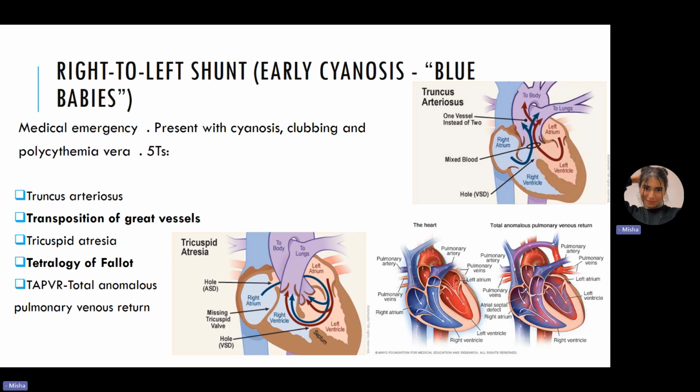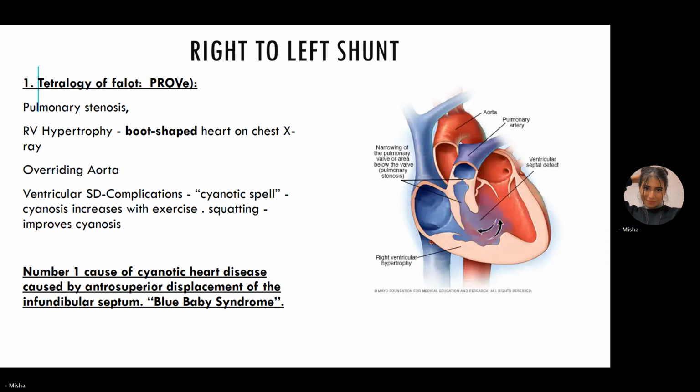Now, in this case, there are two very important, we can say, pathologies that you need to know. Obviously, transposition of the great vessels and tetralogy of Fallot are extremely important. The rest, I would say, know about them, know what they are, and mention them if it is required, and know about the complications or what they can look like, right? So first of all, let's talk about the tetralogy of Fallot.